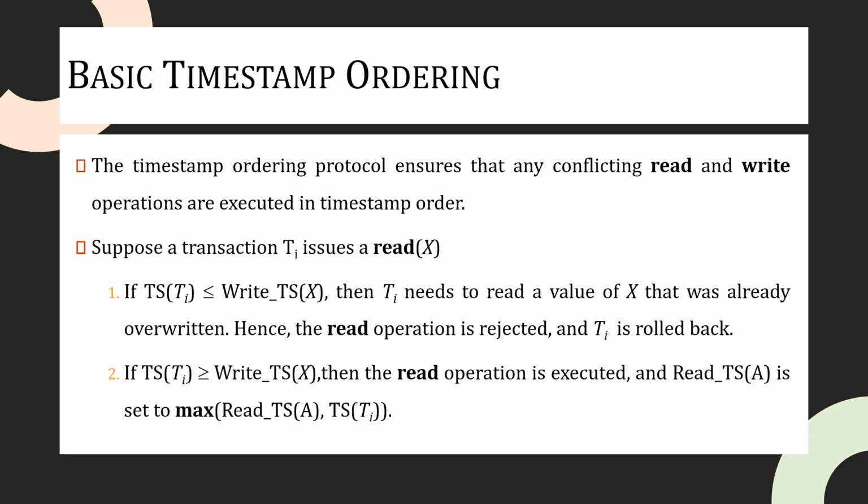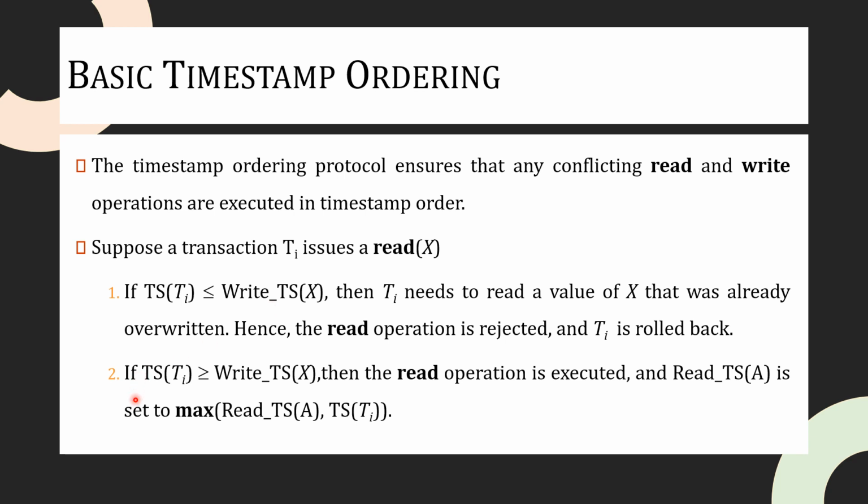Suppose a transaction Ti issues a read of X. If the timestamp of Ti is less than or equal to the write timestamp on X, then Ti needs to read a value that was already overwritten. Hence this read operation is rejected and Ti is rolled back. Here the timestamp of Ti is less than the write timestamp on X.